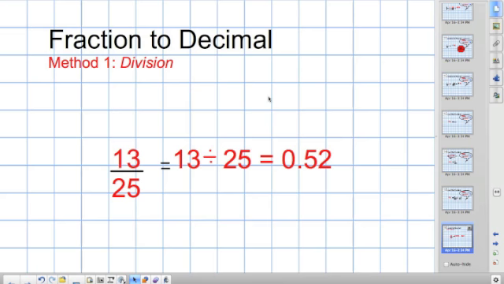Method 1 says we need to divide. We've been trying this all year long, maybe without you realizing. If you got 13 out of 25 on a test, I've always asked you to divide the numerator by the denominator. Put in your calculator 13 divided by 25 and see what it gives you. Hopefully you got this answer. If not, your calculator's broken, go get a new one.